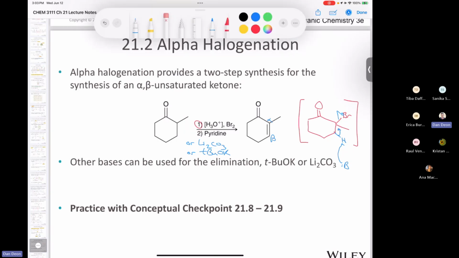And then it does an elimination that I have drawn here. And then it gives you the alpha beta unsaturated ketone. And you might think, well, that's boring. That's not all that exciting. Well, it turns out that we're actually going to use these alpha beta unsaturated ketones as reagents later on in this chapter. So it will be of high interest to us.